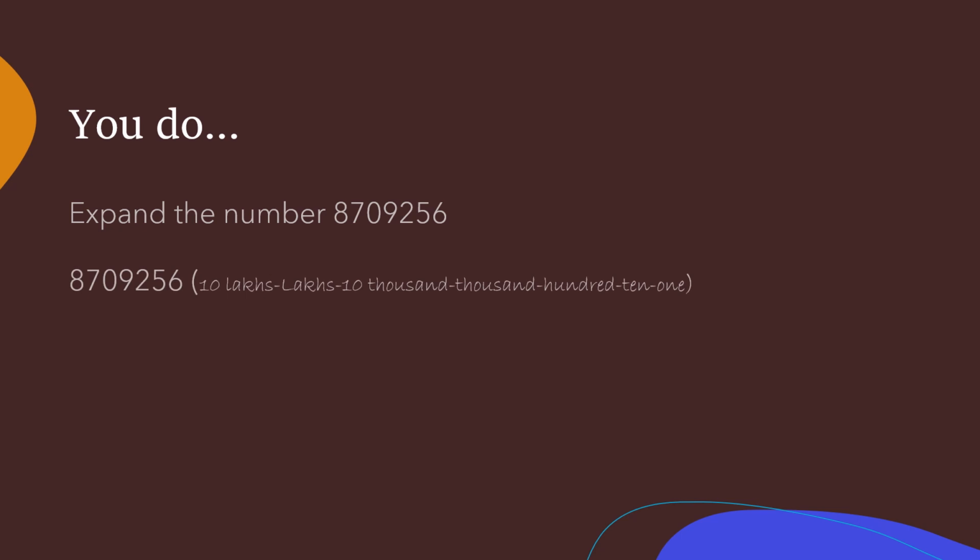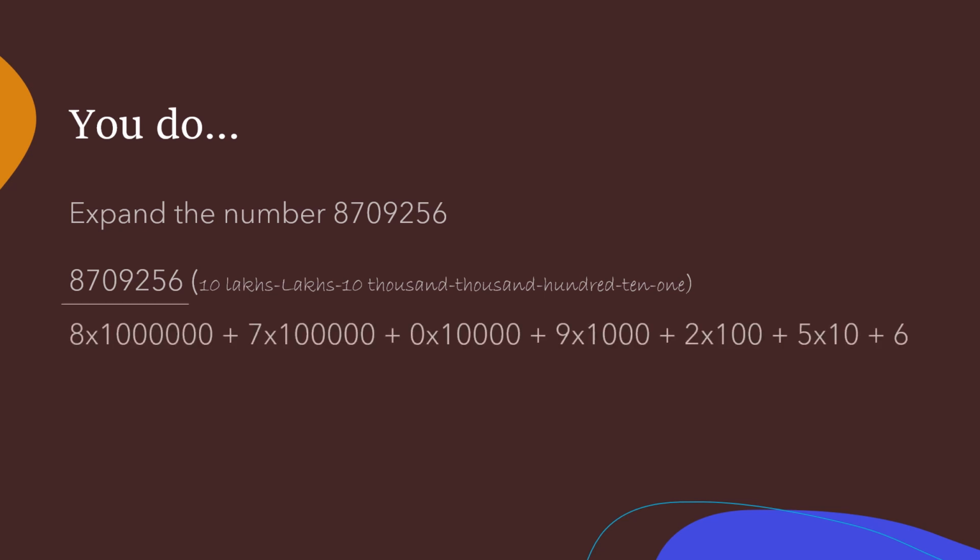Right, so we are back. Let's see how we are going to expand 8709256. I count the place values from the right. So we have got 1, 10, 100, 1000, 10,000, lakhs and up to 10 lakhs. So 8 is in the position of 10 lakhs. So what do I do? I write 8 and multiply it by 10 lakhs.